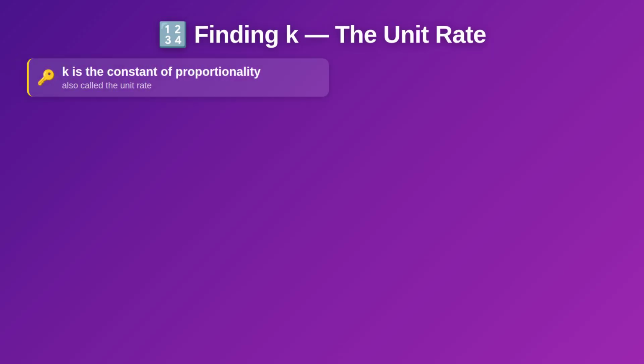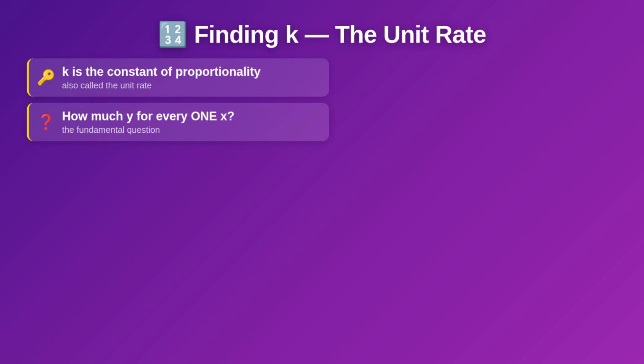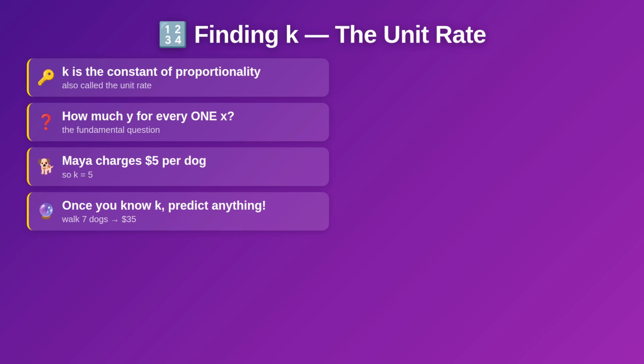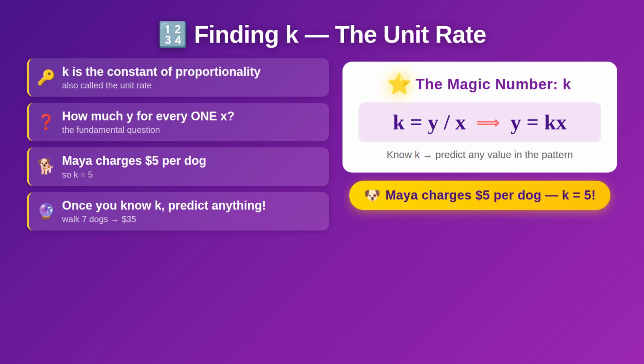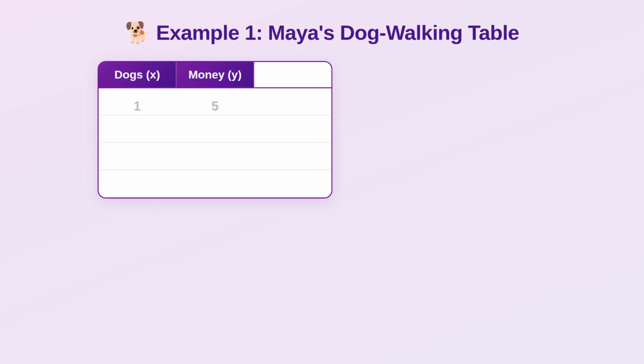Here's Maya's favorite part: finding K, the constant of proportionality, which is really just the unit rate. It answers the question, how much y do you get for every one x? Maya charges $5 per dog, so K equals 5. That one number, 5, unlocks the entire pattern. Walk 2 dogs, $10. Walk 7 dogs, $35. Once you know K, you can predict anything. That's the magic of proportional relationships.